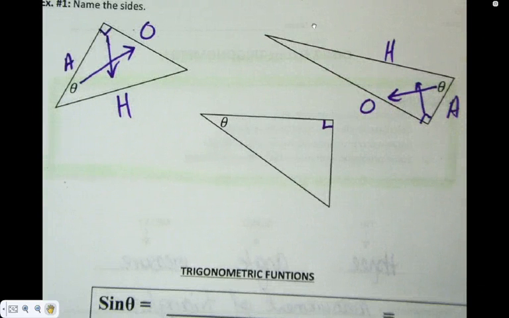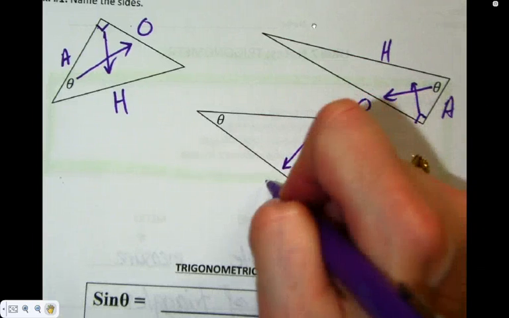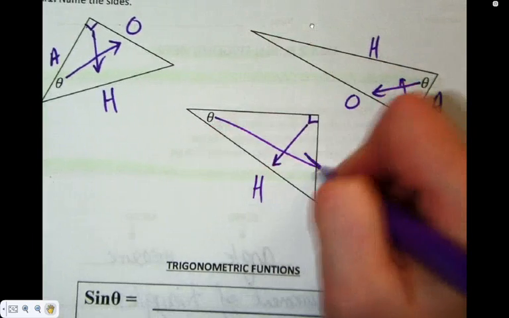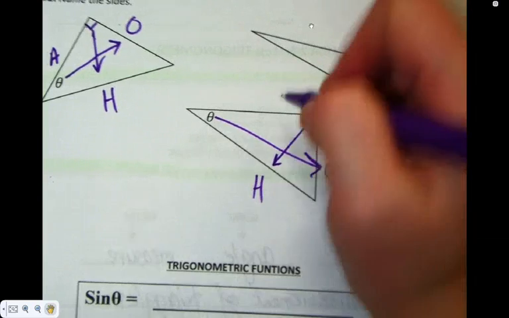Name the last one all by yourselves. Opposite the right angle, or the longest side, we call H. Directly opposite the angle, we call O. If it's not H and it's not O, it has to be A.